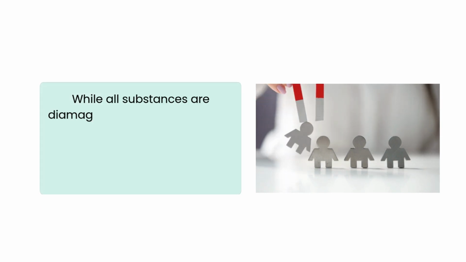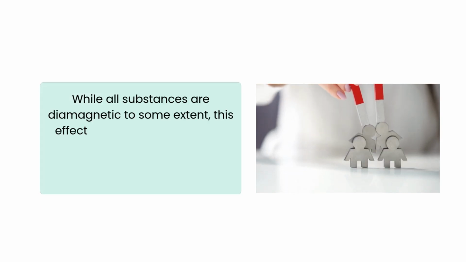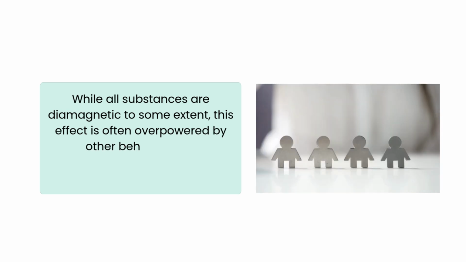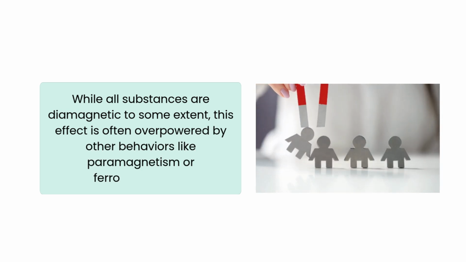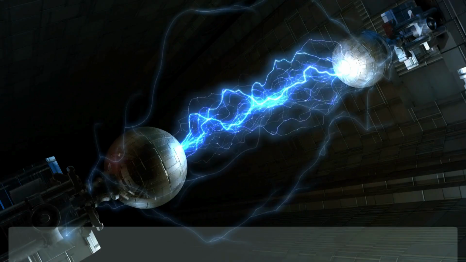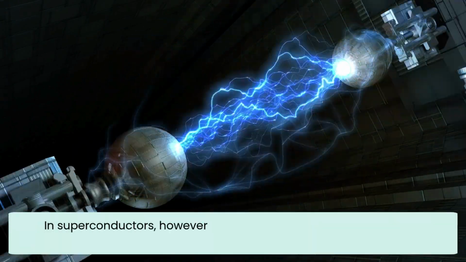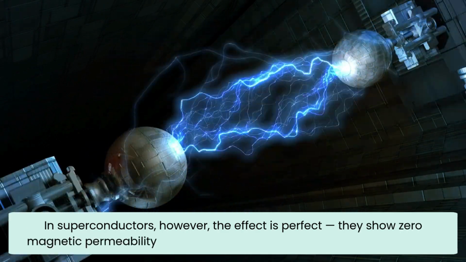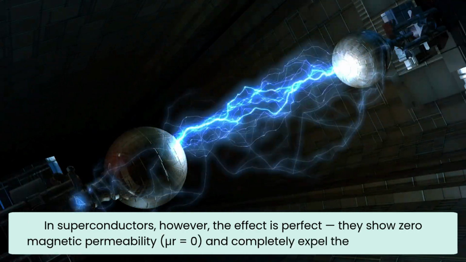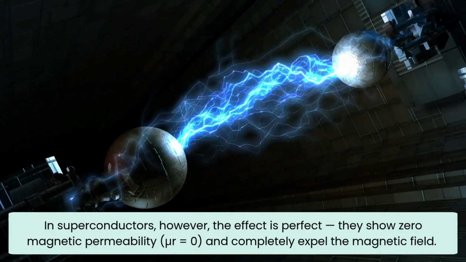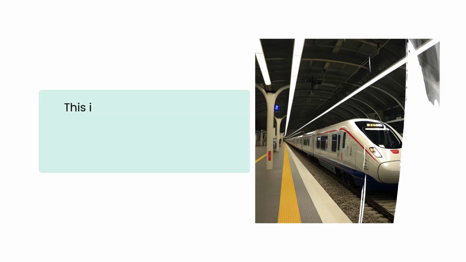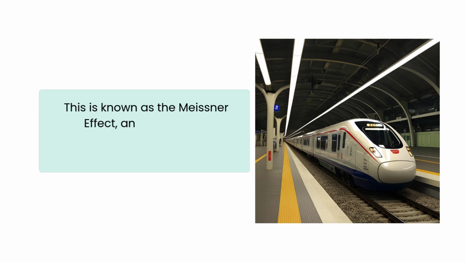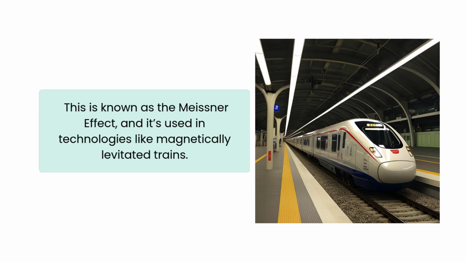While all substances are diamagnetic to some extent, this effect is often overpowered by other behaviors like paramagnetism or ferromagnetism. In superconductors, however, the effect is perfect. They show zero magnetic permeability, mu r is equal to 0, and completely expel the magnetic field. This is known as the Meissner effect, and it's used in technologies like magnetically levitated trains.